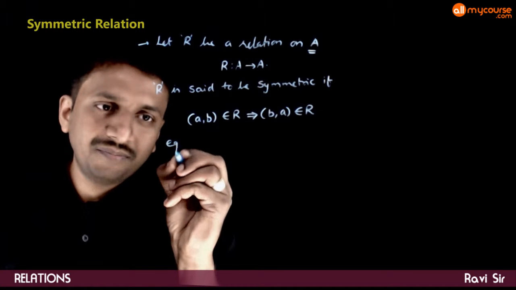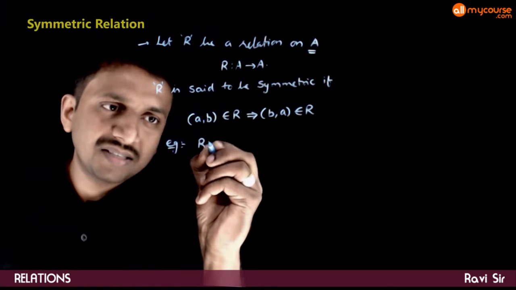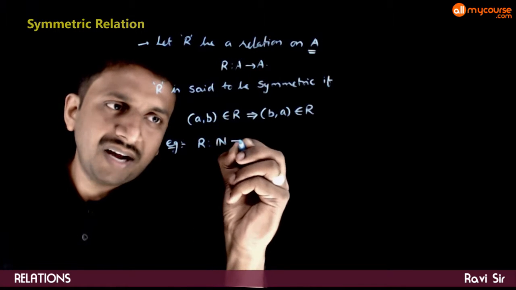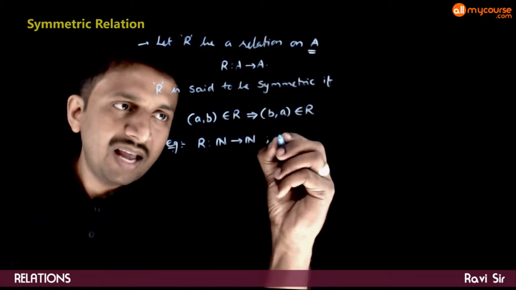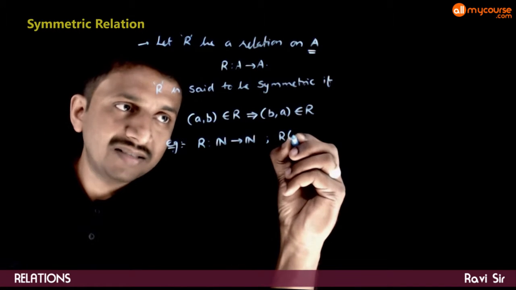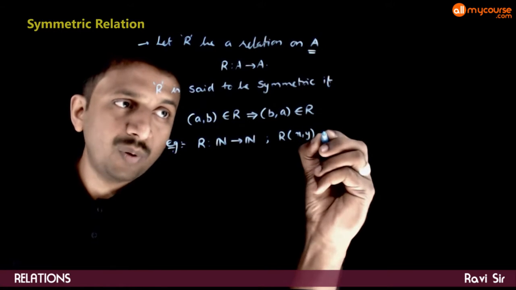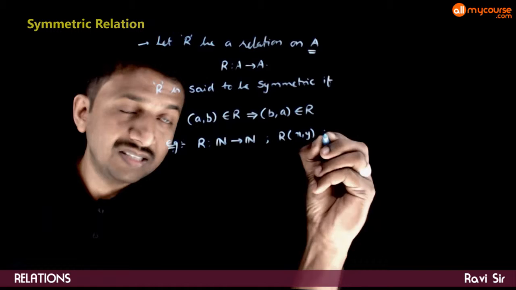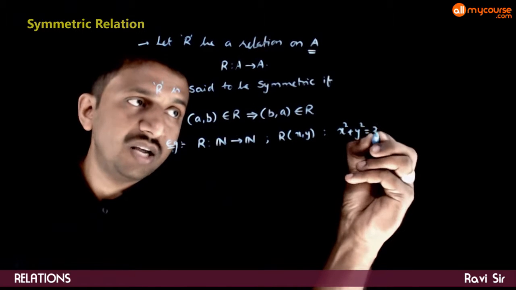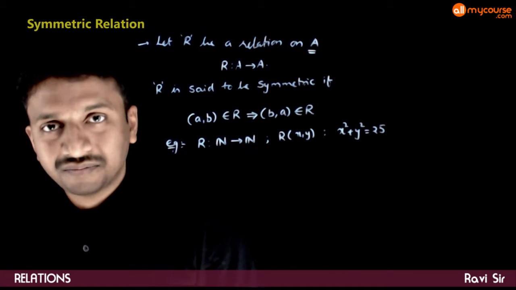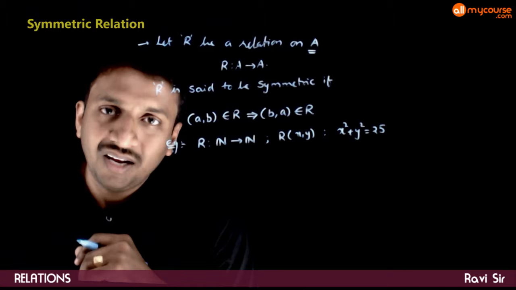For example, if you take R is a relation defined on N to N, and R contains elements (x, y) such that x square plus y square is equal to 25. So this is the definition of the relation.